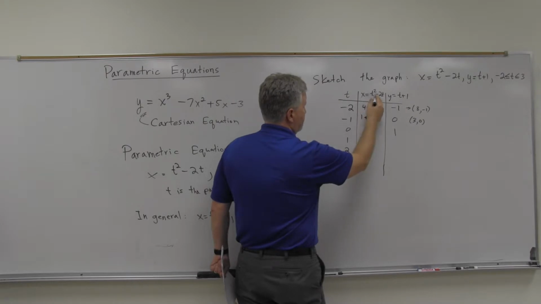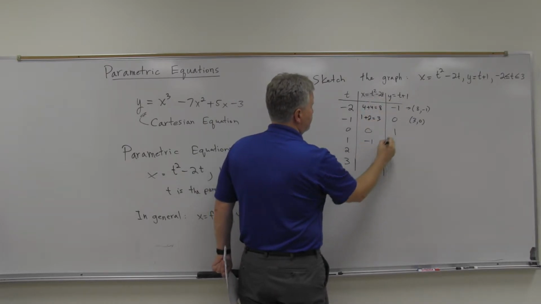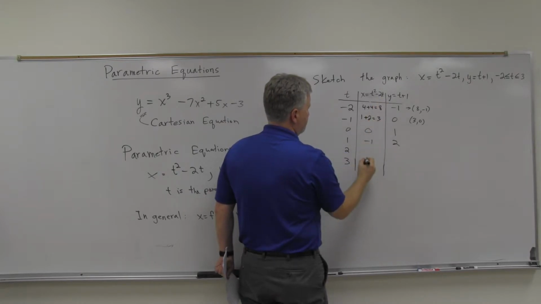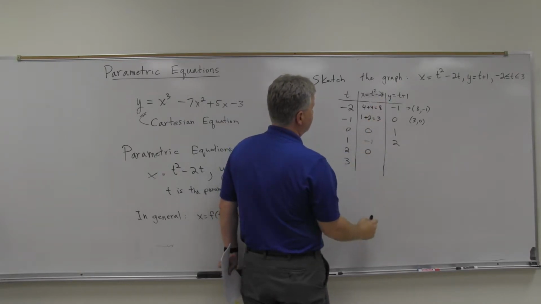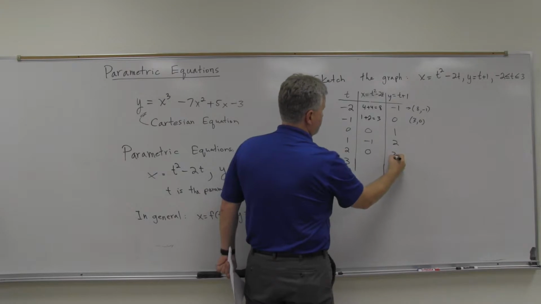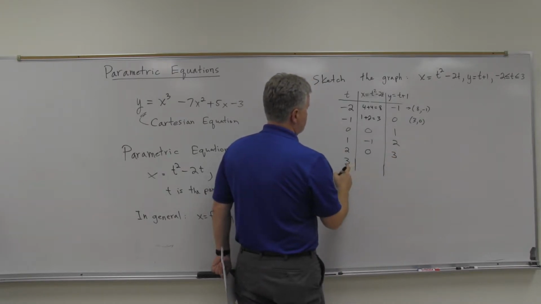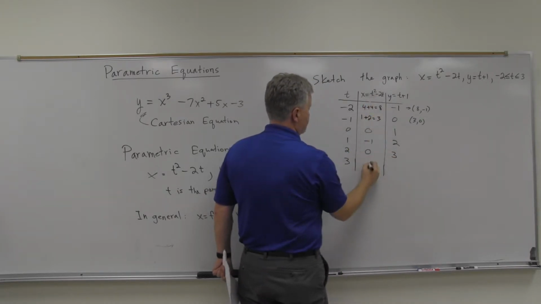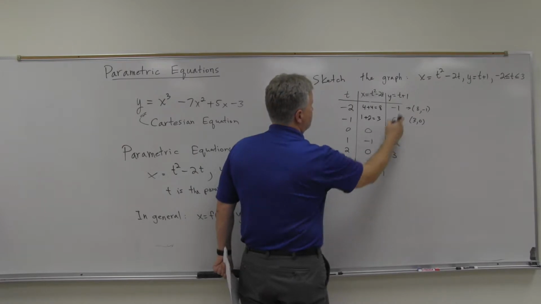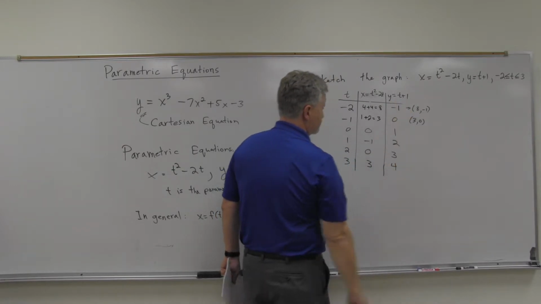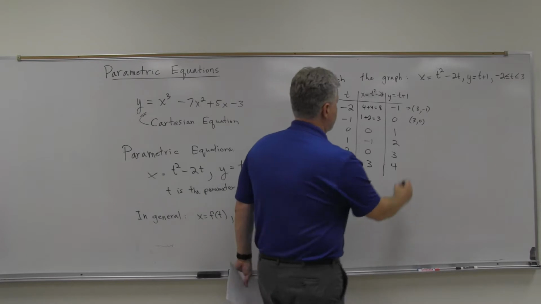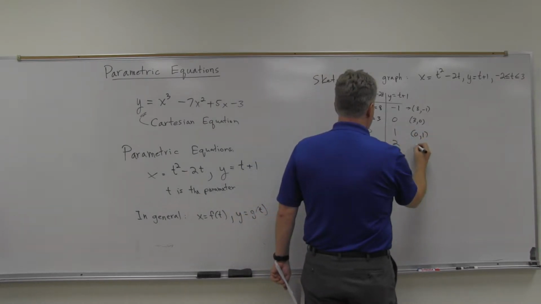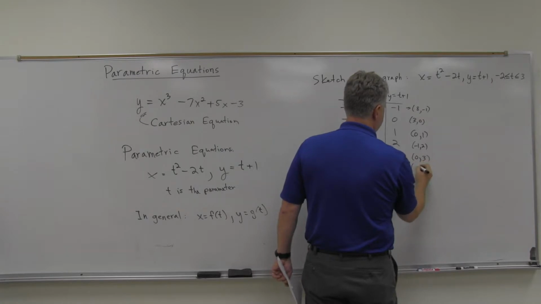T is 1, so that'd be 1 minus 2, it'd be -1. 1 plus 1 is 2. T is 2, it'd be 4 minus 4, that'd be 0, wouldn't it? And then t is 3, so it'd be 9 minus 6, that'd be 3. 3 plus 1 is 4. Did I do those right? It's okay. So I got 0, 1, -1, 2, 0, 3, 3, 4.